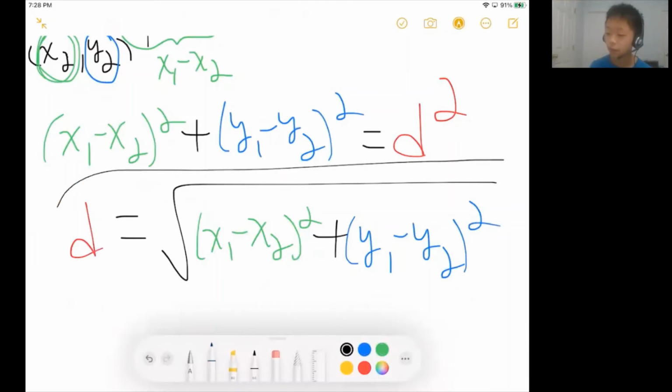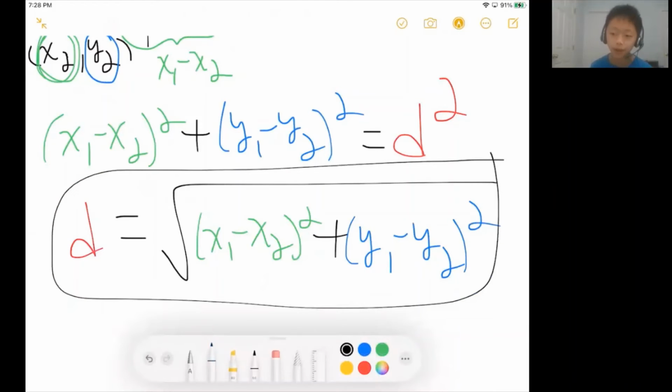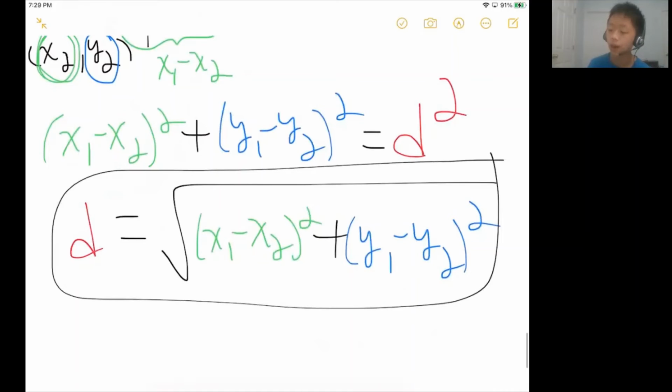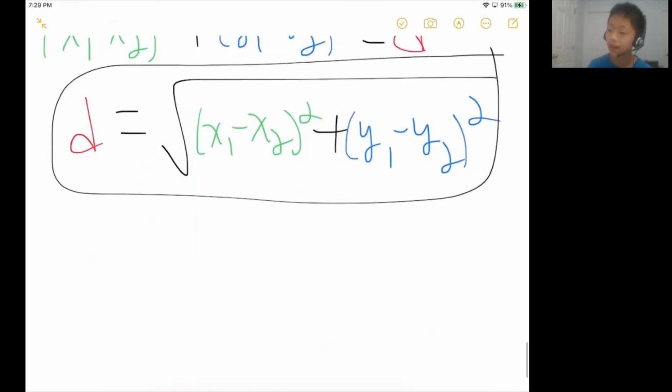And this is the distance formula, which is very important in coordinate geometry. How you would remember this is you would take the difference between the x coordinates, square it, then find the difference between the y coordinates and square it, then add those two results together and take the square root, and that would give you the distance. Let's talk about 2 more example problems on how we can use the distance formula.